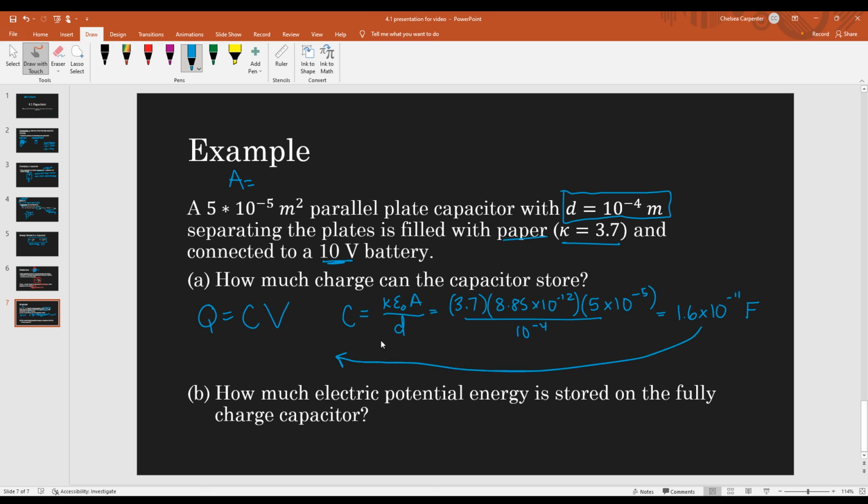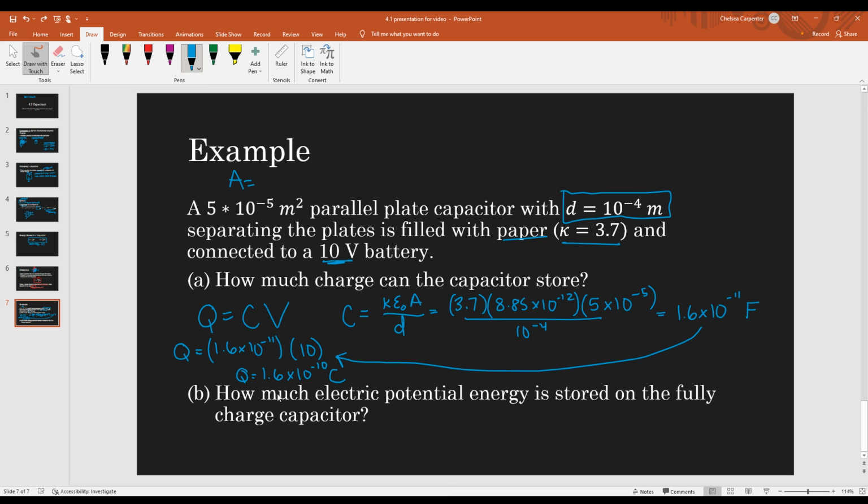Take that and plug it in to our first formula. Multiply that by 10 because that is the voltage of the battery. And you get Q is 1.6 times 10 to the negative 10 coulombs. That's the amount of charge that this can hold. Okay. That's kind of ugly.